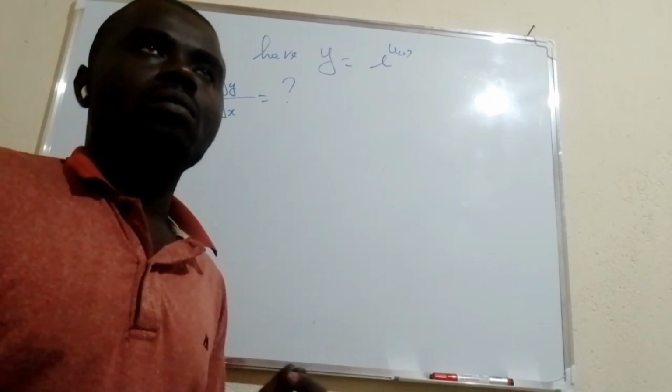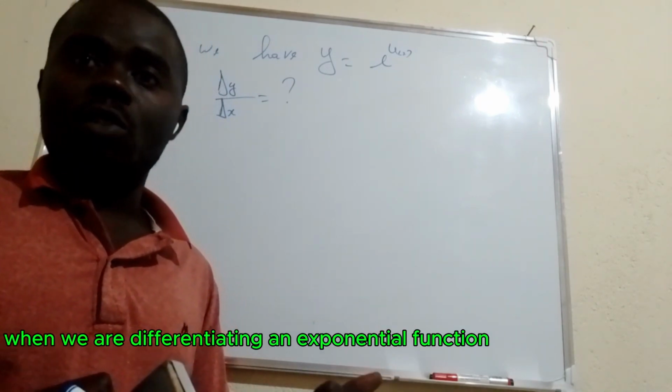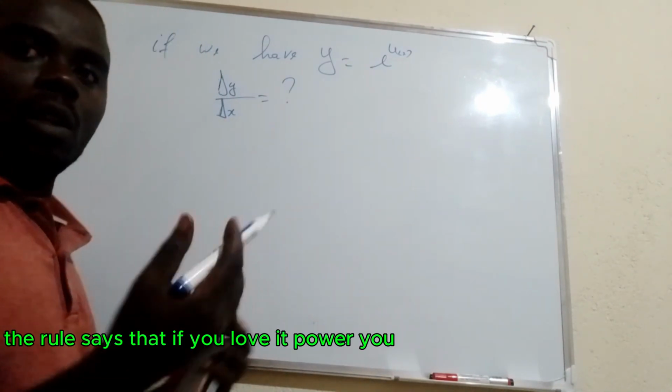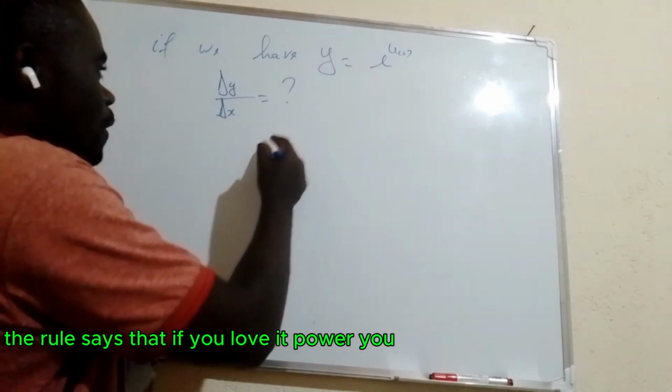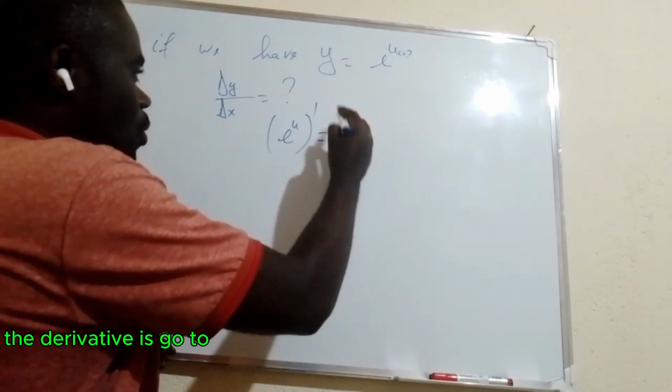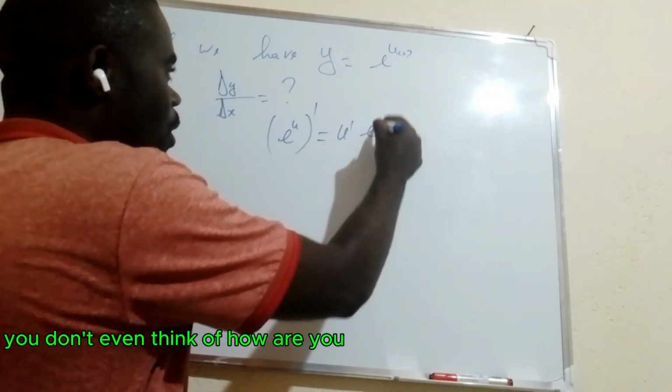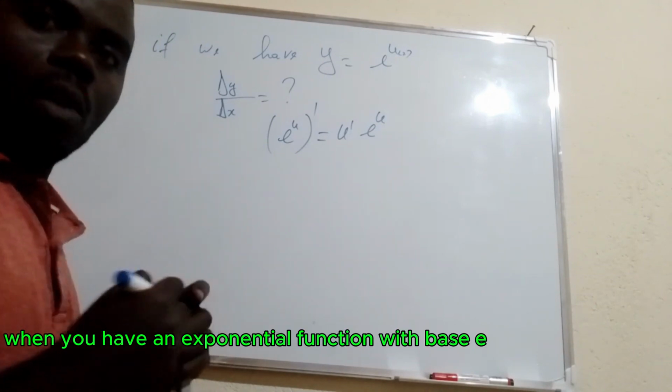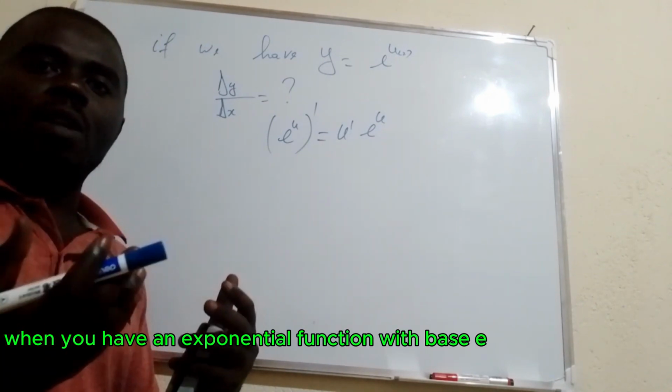So when we are differentiating an exponential function, the rule says that if you have e power u, the derivative is equal to u derivative times e power u. That is when you have an exponential function with base e.